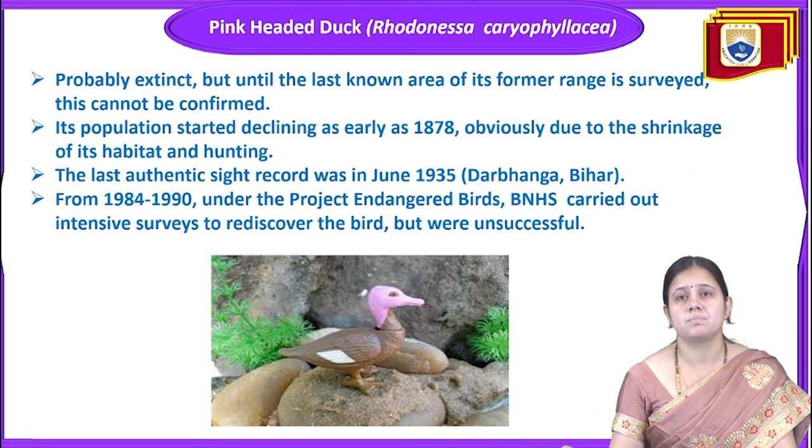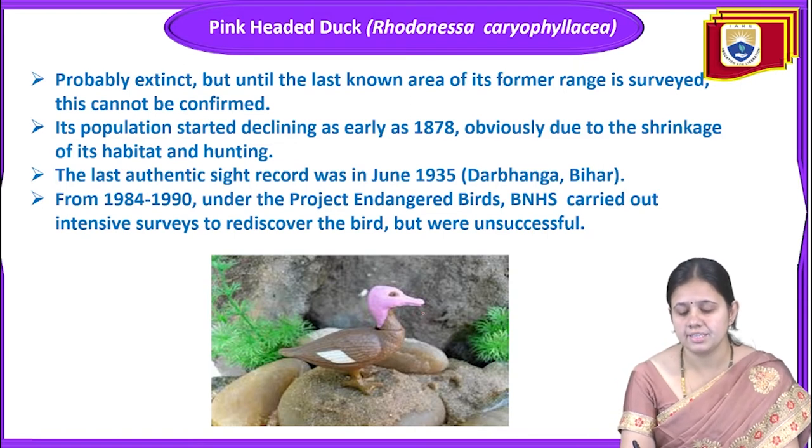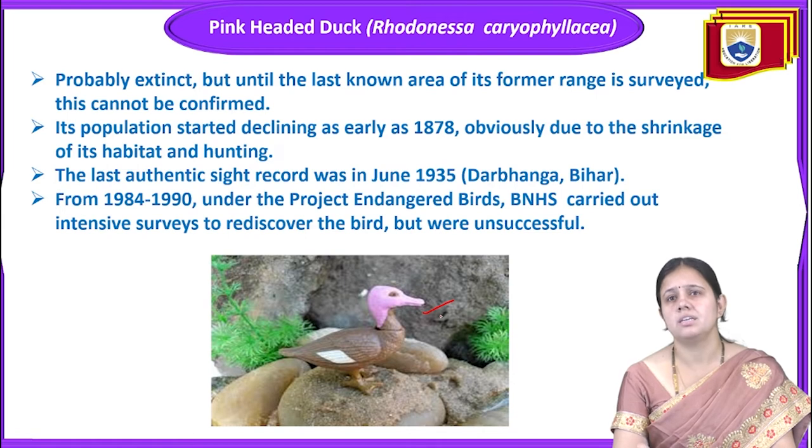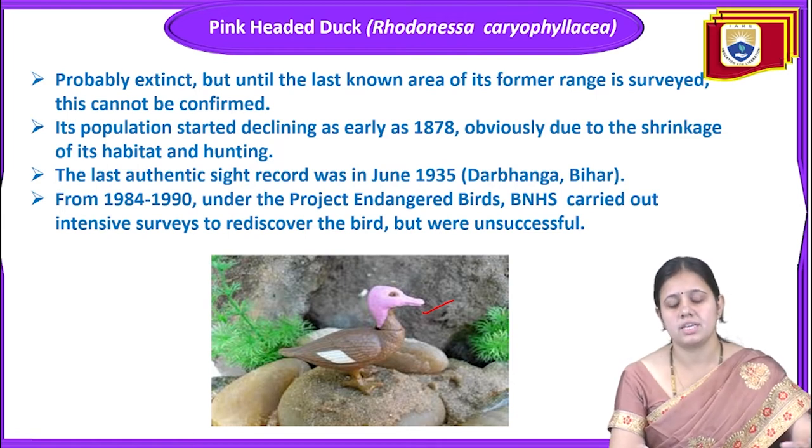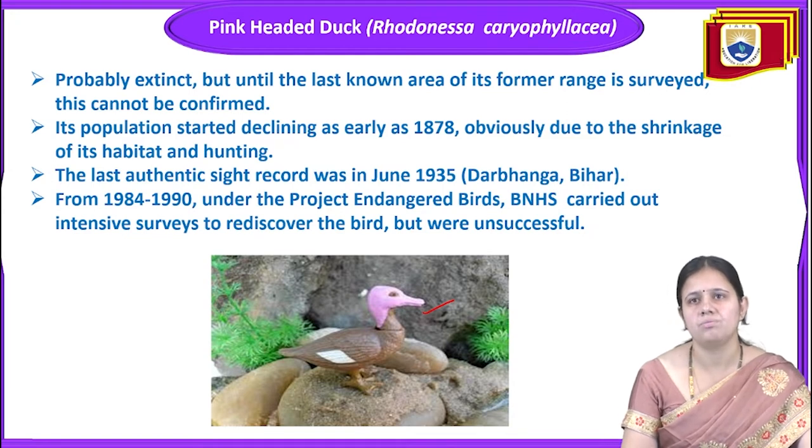Now we come to the next species, the pink-headed duck. The duck whose head is pink is also an extinct species in India. It is probably extinct, but until a survey of its former range is done, this cannot be confirmed. Its population started declining as early as 1878 due to shrinkage of its habitat and hunting. The last authentic sight record was in June 1935, in Darbhanga, Bihar.